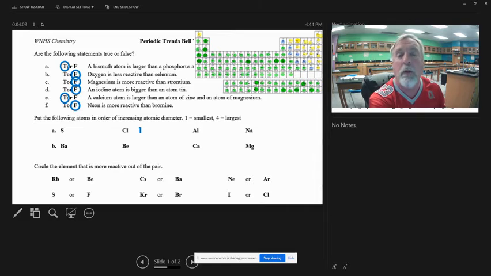Next smallest, we've got to go to the left till we find our next element. Sulfur is going to be the next one. And then let's keep going left. We run into aluminum. And then finally we come over to sodium.